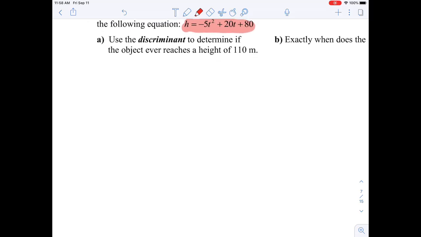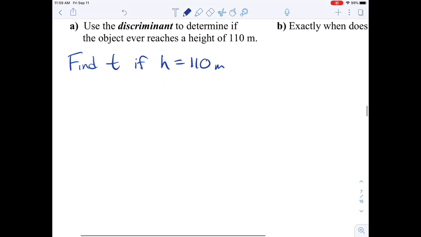So this first question is a bit of an interesting one because we don't actually want to solve for a specific time or a specific height. We're trying to see, is there some possible time where this actually does cross a height of 110 meters? In other words, is there a t value that occurs if our h value is 110, or is there a time that exists where our height is actually 110 meters?